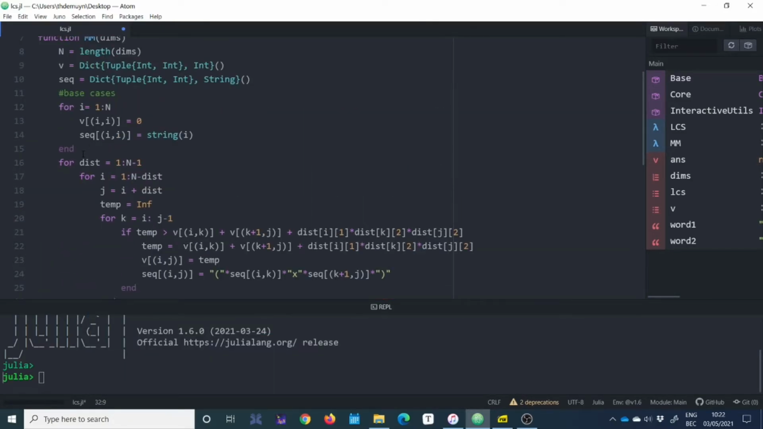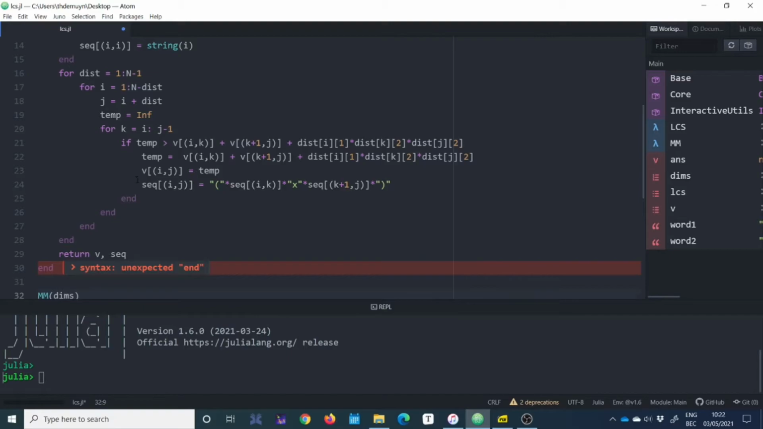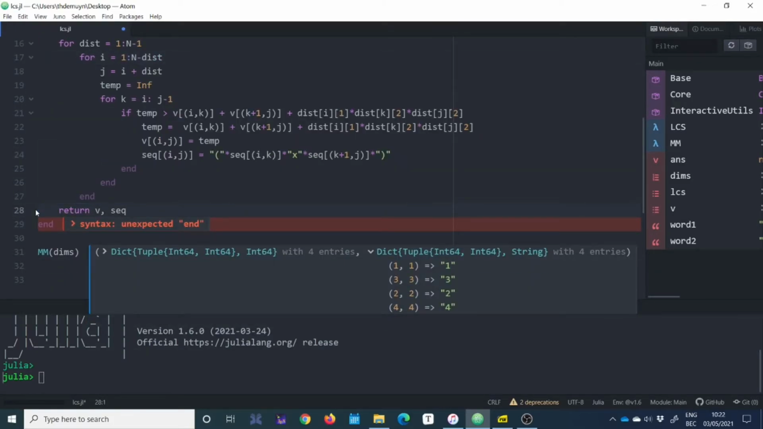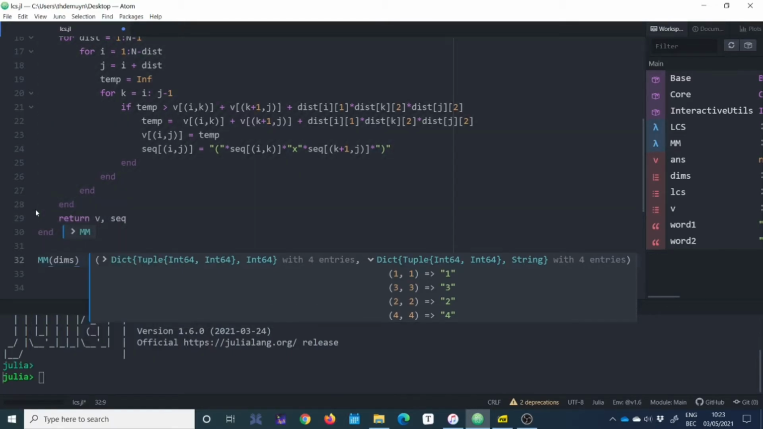So I have one end too many or one end too little. So this is the end here, this is the end here, this is the end here, this is the end here. So do I have one too much? Let me see. No. Right, so this compiles. I don't know what the problem was.